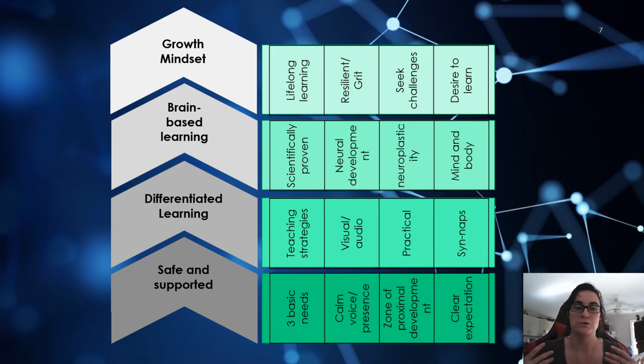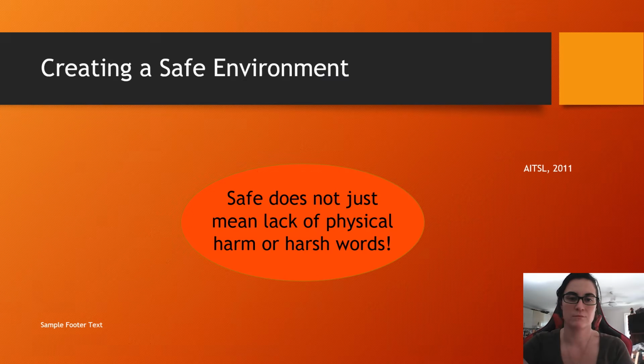So to be able to create that student with the growth mindset, we need to be looking at, first of all, a safe and supportive environment. We need to be looking at differentiated learning so that they can learn best, and brain-based learning. So scientifically proven, researched strategies to help involve the mind and the body in the classroom so that it can learn best.